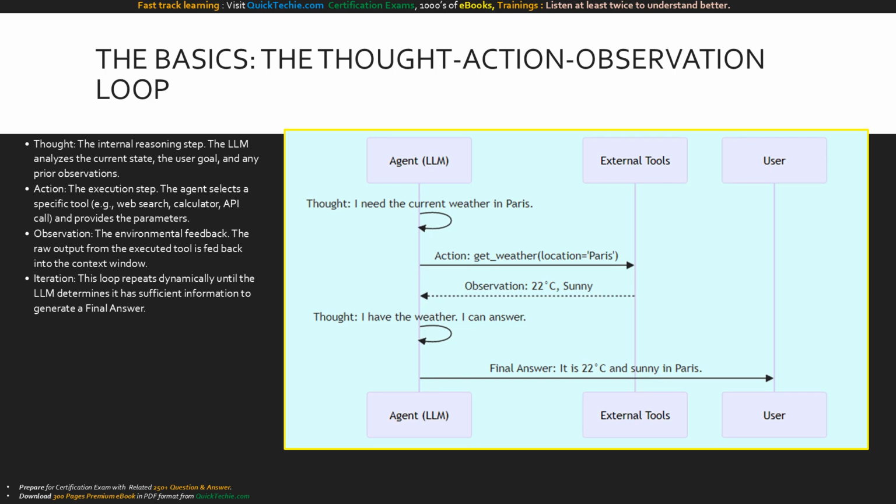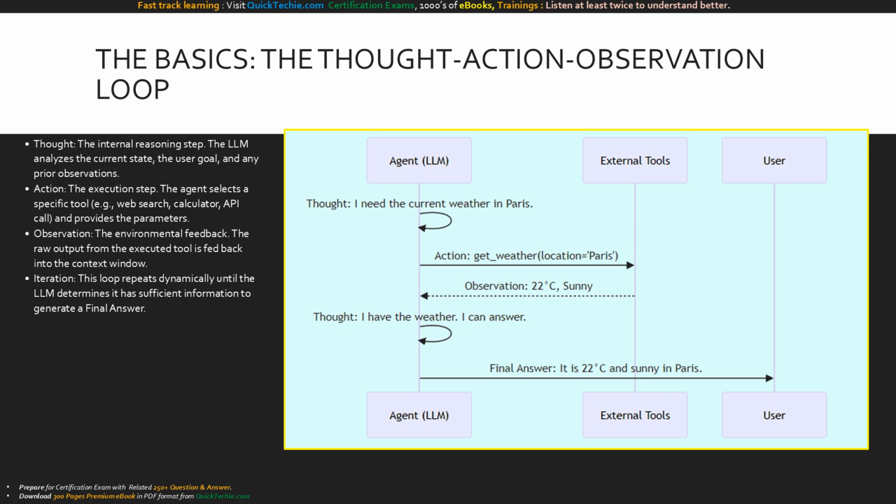Let's break down the core mechanics of ReAct. The entire framework revolves around a three-step iterative cycle: thought, action, and observation. First is the thought. Here, the LLM acts as an internal monologue. It analyzes the user's goal and explicitly states what it needs to do next. For example, I need to find the current stock price. Second is the action. Based on its thought, the LLM outputs a command to use a specific tool, like a financial API, passing the correct stock ticker.